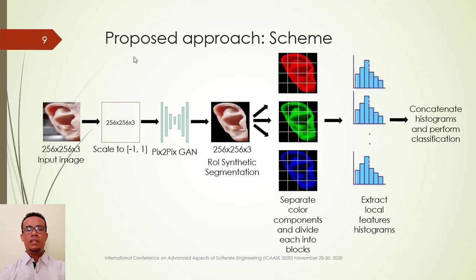This diagram illustrates the proposed scheme. The first step is to scale all images between -1 and 1. Then we synthesize the region of interest of each image using a trained pix2pix GAN. Next, we separate the image's color components and divide them into non-overlapping blocks as needed and extract local features. Finally, we concatenate the histograms before feeding them to the classifier.